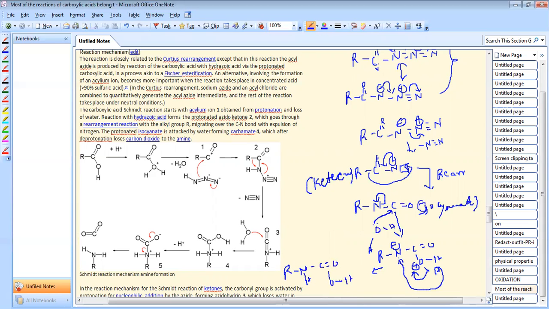And next step is decarboxylation. So shifting of this bond. When this bond is shifted here, then what happens? It will be shifted here. So then what do we get?